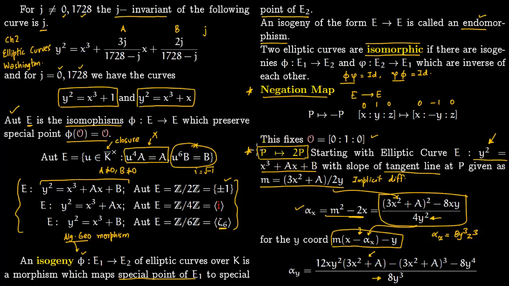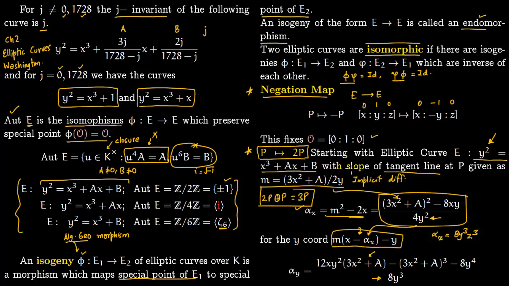And from here we can go further. Once you have 2P, then you can add another point to it to get 3P. Now this formula you may not be able to use, because 2P might be equal to P, so you have to use the standard results from the addition of 2 points. So you can get 3P and so on.